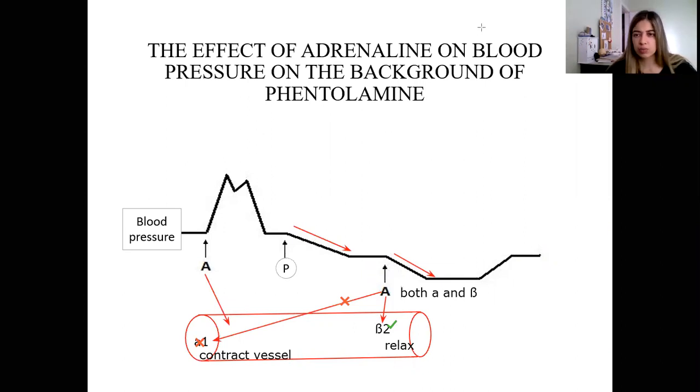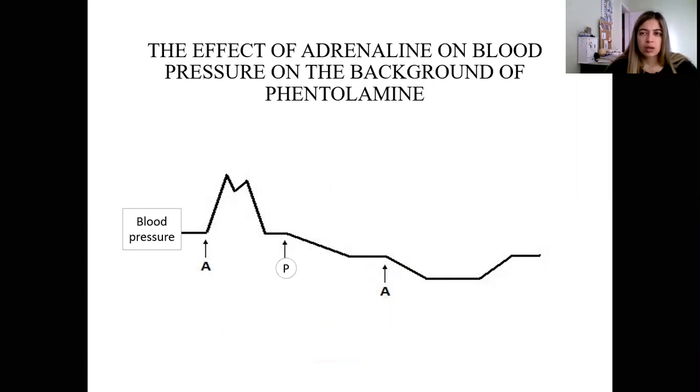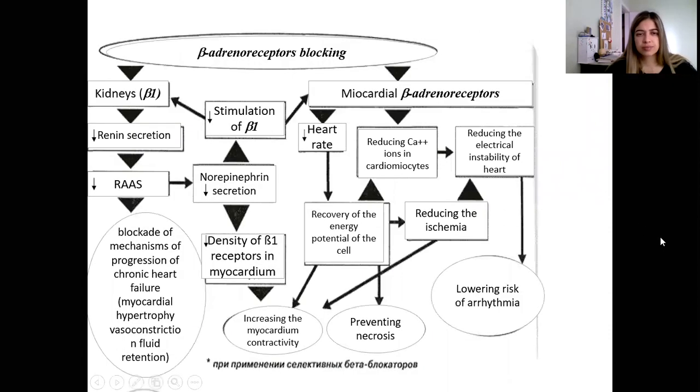Is that clear? I hope yes. Okay, and now talking about beta adrenoreceptor blocking, how that can work in our body. Firstly, we discussed that we have several places where beta receptors can work. For example, in the kidneys, in the juxtaglomerular apparatus, as you remember, it can reduce the renin secretion, which is shown here. The renin secretion will be reduced.